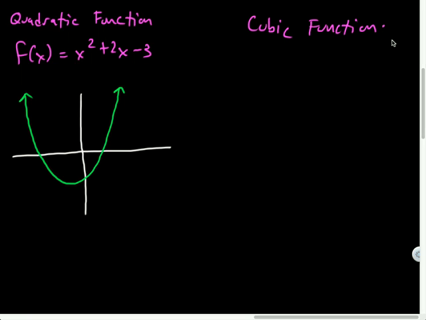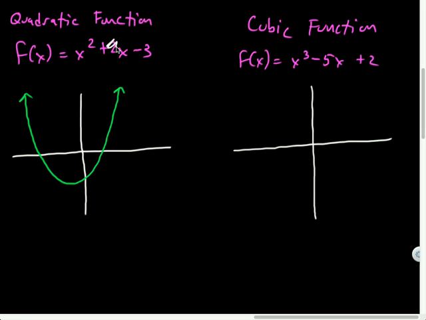I don't know if you guys have ever seen the graph of a cubic in your life. So let's say I've got something like f of x equals x cubed minus 5x plus 2. Don't you need an x squared? Not necessarily. Like we've had quadratic functions that didn't have a linear term. So it's possible. So a cubic function, are you ready for this? Would look something like this.